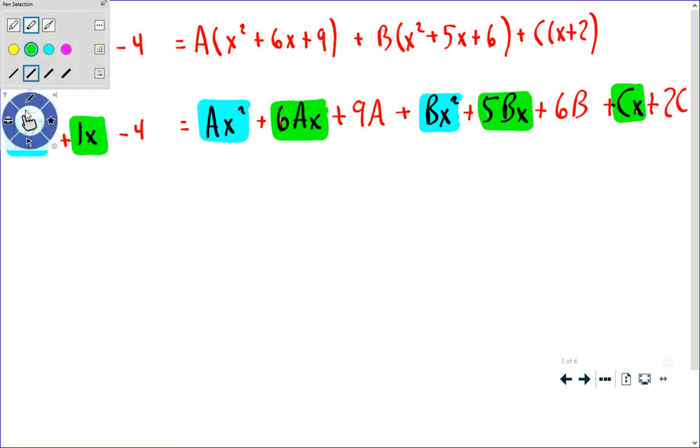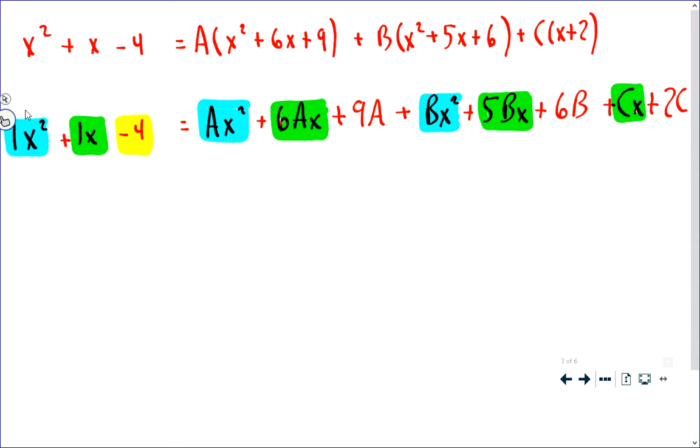We have a constant term on the left that's equal to -4, and on the right we have 9a, which is a constant term because it has no x's. We have 6b, which is a constant term because there are no x's. And we also have 2c, which is a constant term. And that means that -4 has to equal 9a plus 6b plus 2c.